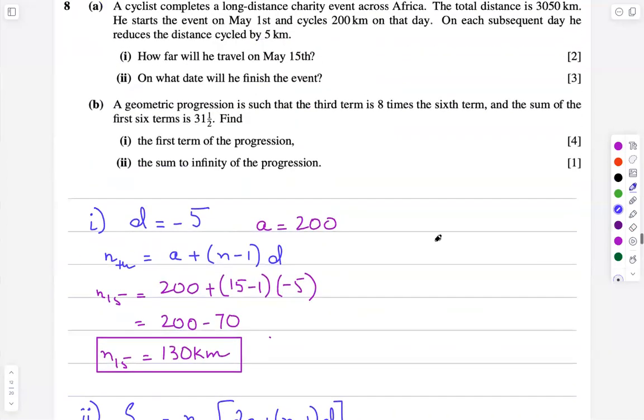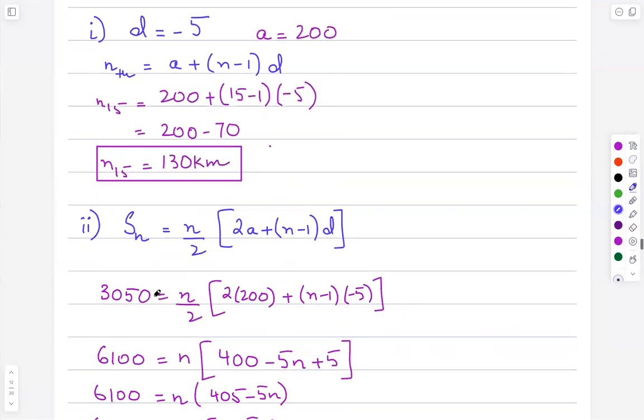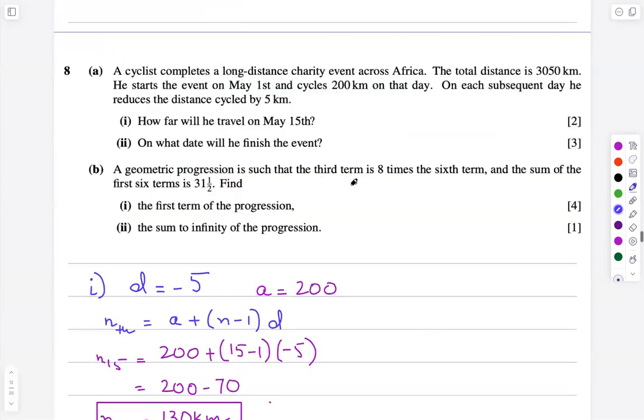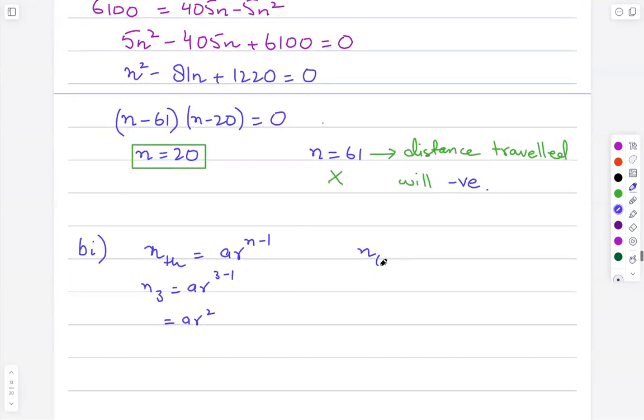Now in part B, it says that a geometric progression is such that the third term is 8 times the sixth term, and the sum of the first 6 terms is 31.5. We have to find the first term of the progression. Now, the nth term of a geometric progression is given by ar to the power n minus 1. For the third term, the formula will be ar to the power 3 minus 1, which is ar squared. And the third term is 8 times the sixth term. The formula for the sixth term will be ar to the power 6 minus 1, which is ar to the power 5.